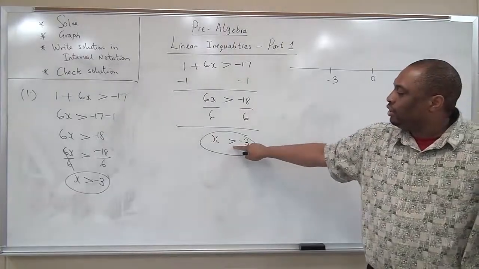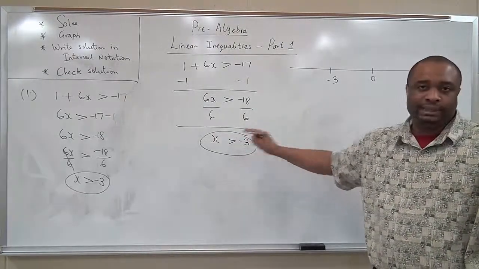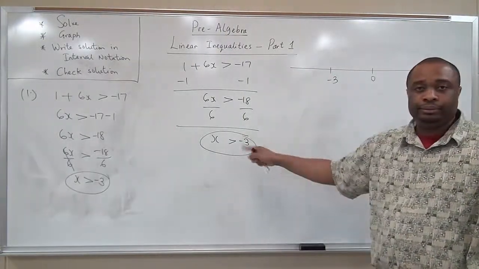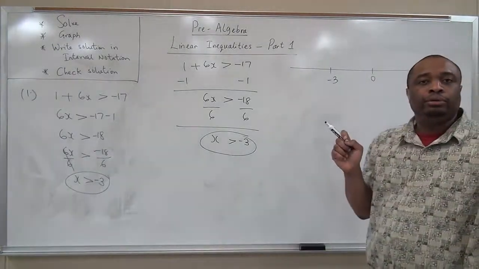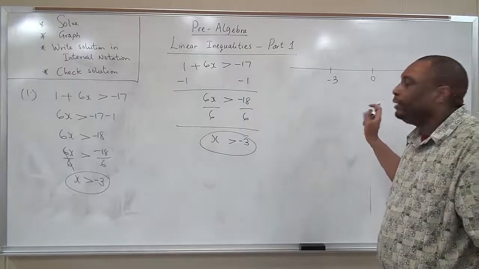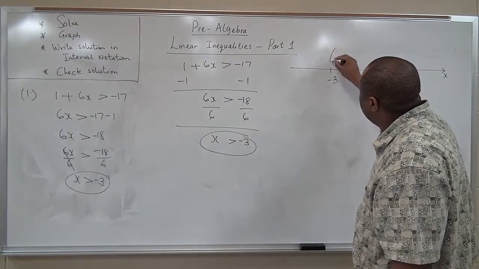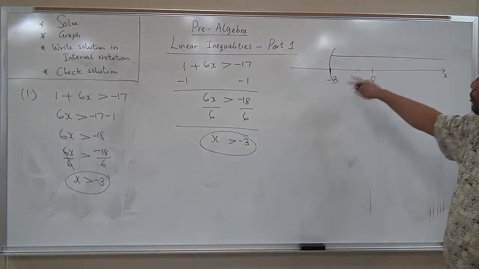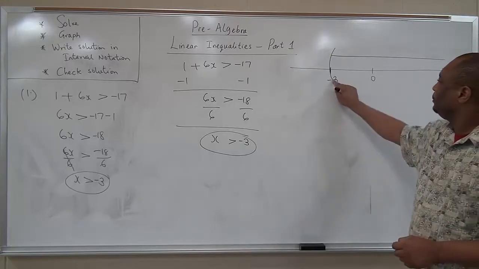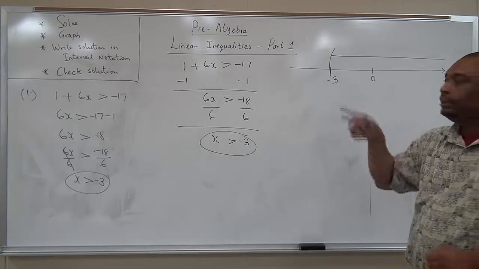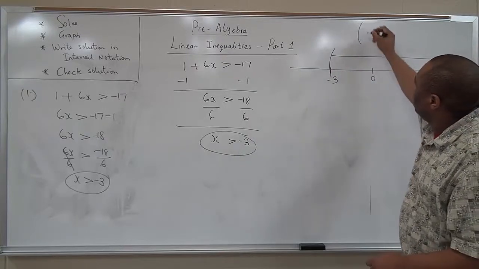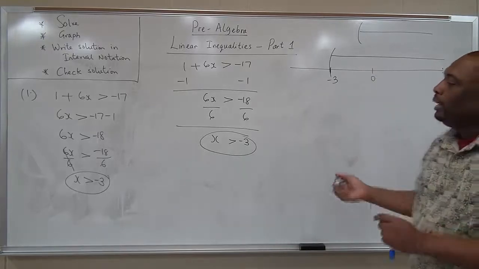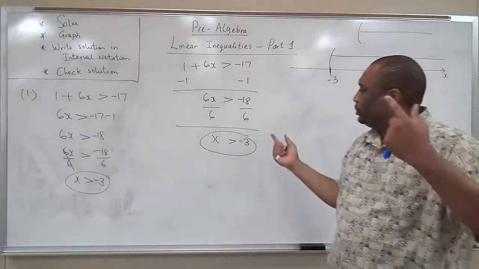So because there is no equal sign here, this is only greater than. This will be an open interval. It's open, okay? So this will be open, going right. So all you need to do is to draw your open circle, going right. You draw it like that, and it's going right. That is all I need.